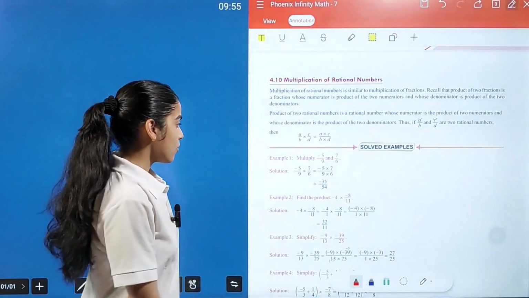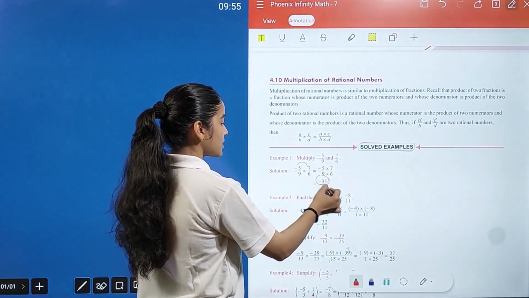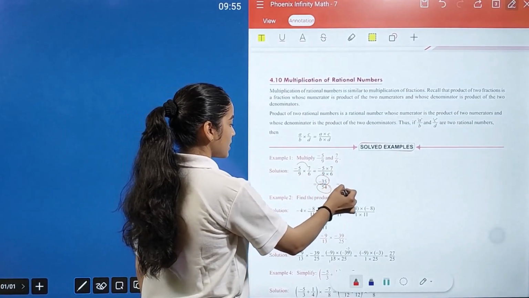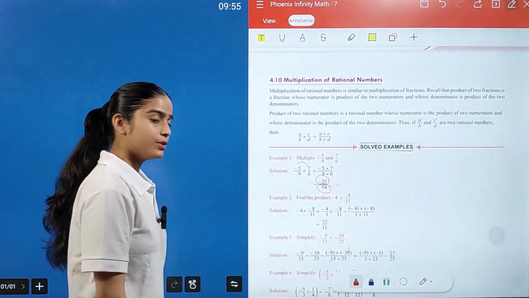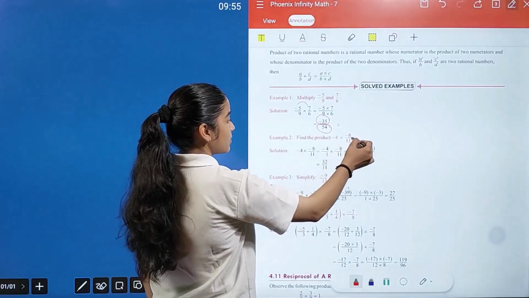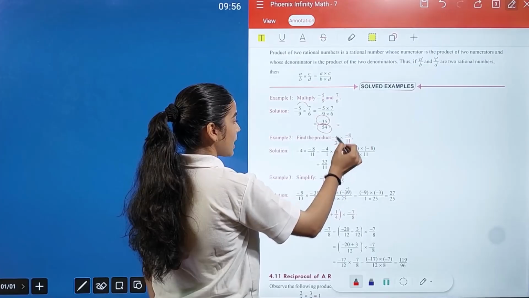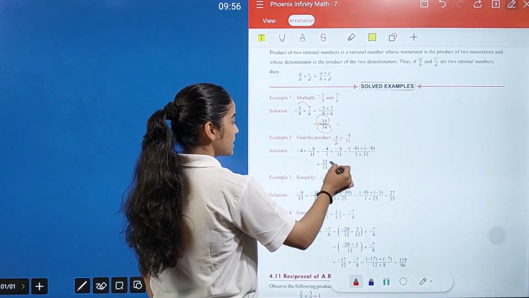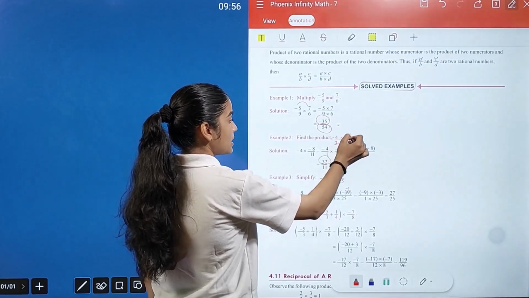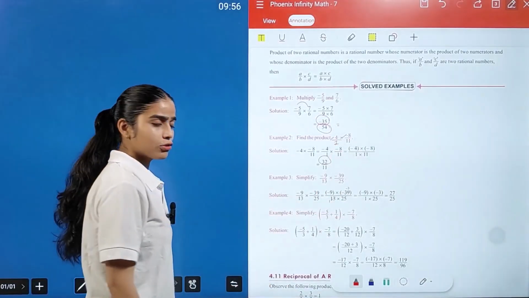That's it. So 5 multiplied by minus 7 is minus 35. 9 multiplied by 6 is 54. So your answer is minus 35 upon 54. Next, minus 4 multiplied by minus 8 upon 11. So we imagine here we have 1. So 4 multiplied by 8 is 32. The minus signs cancel out with each other. 1 multiplied by 11 is 11. So this is very easy.